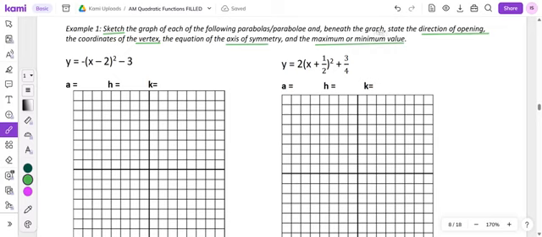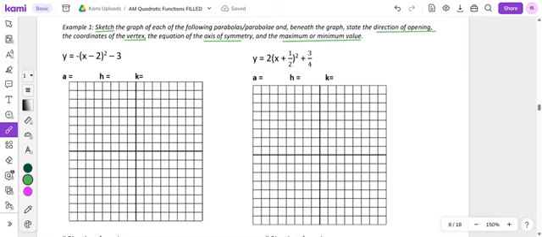Okay, there's a lot we have to do here. To start off, let's list off the AHK of the first equation. Please talk to the person next to you. What is the AHK of this first equation? Take a risk, make a mistake.